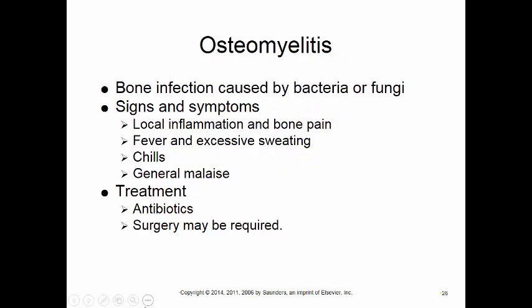Osteomyelitis is infection of the bones. It is an infection by bacteria or fungi. The symptoms can include local inflammation and bone pain, and because you can't see the bones, you can't really see that it's infected. So you're going off of inflammation and bone pain, fever, excessive sweating, chills, and general malaise, just being sick. The treatment includes antibiotics and, if necessary, surgery.